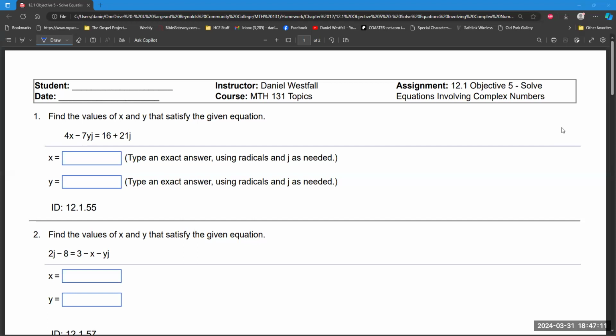So what I need to do is set the real parts that don't have j's equal to each other. So 4x is equal to 16. Divide both sides by 4. And that means that x is equal to 4.